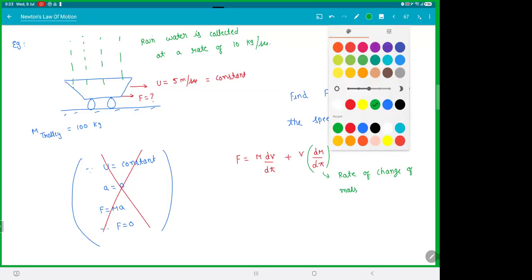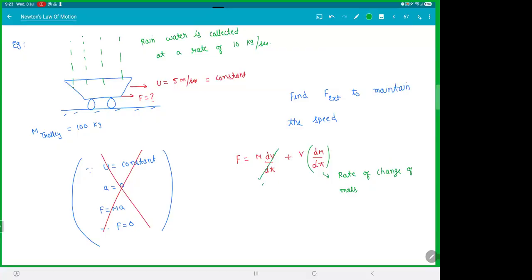So this comes out to be, and this term would be zero. F is equal to v dm by dt. V is 5 and dm by dt is 10, so 50 newtons. So even though the speed is not increasing, in order to maintain that speed, because as the mass is adding up, the body actually slows down, you have to apply this much force just to maintain the speed.